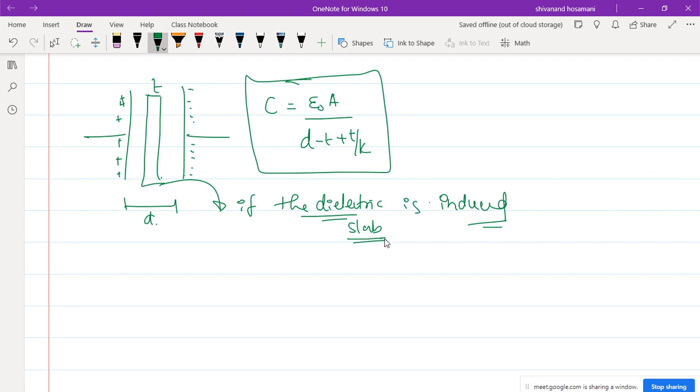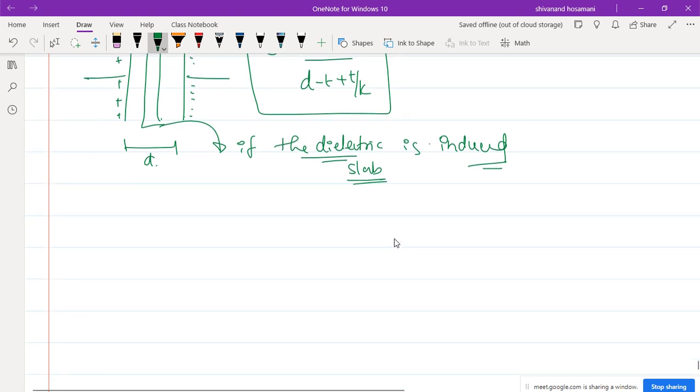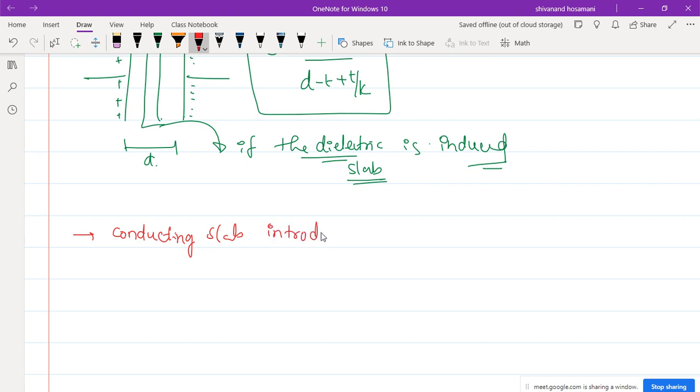If a conducting slab is introduced between the plates of the capacitor, what is the electric field inside the conductor? Zero. Capacitance is defined like this. A conducting slab is introduced in a parallel plate capacitor. Then what does it become?